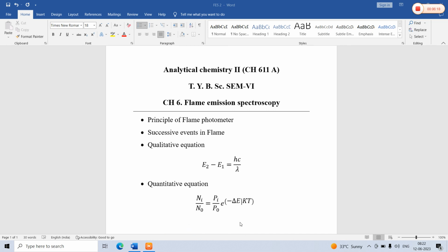So this is all about the basic part of this chapter, that is the principle, the successive events that take place in the flame, the quantitative equation and the qualitative equation. With this content I conclude this lecture.